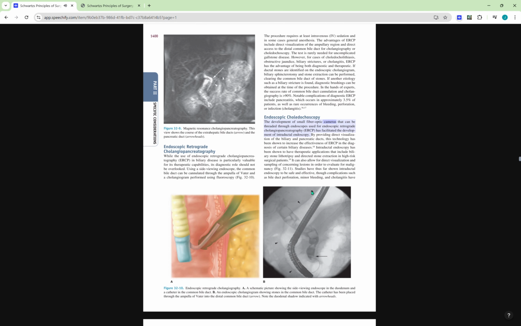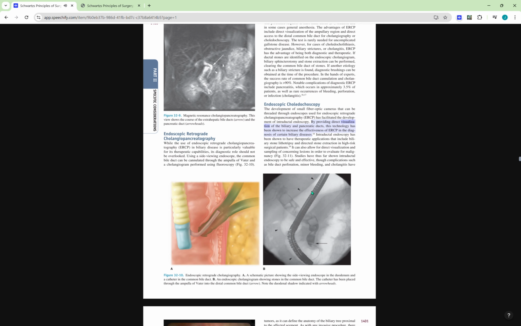Endoscopic choledocoscopy. The development of small fiber optic cameras that can be threaded through endoscopes used for endoscopic retrograde cholangiopancreatography has facilitated the development of intraductal endoscopy. By providing direct visualization of the biliary and pancreatic ducts, this technology has been shown to increase the effectiveness of ERCP in the diagnosis of certain biliary diseases.